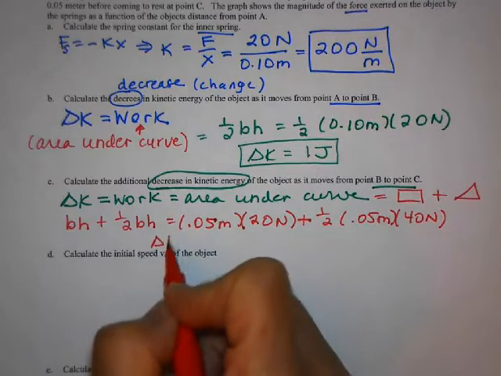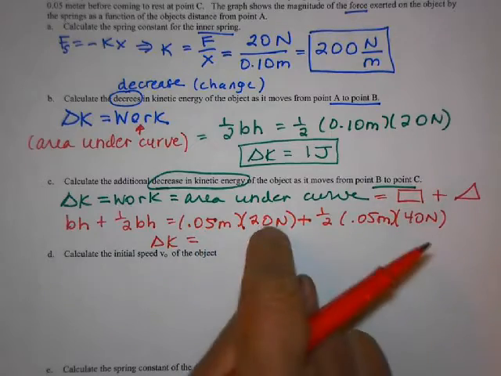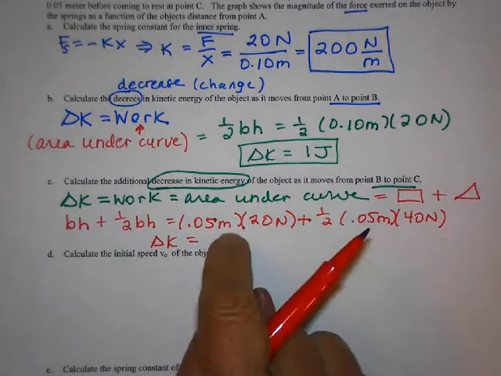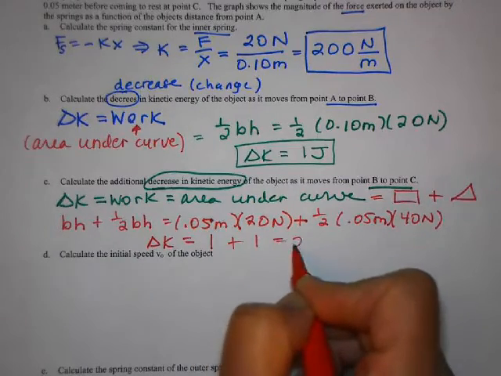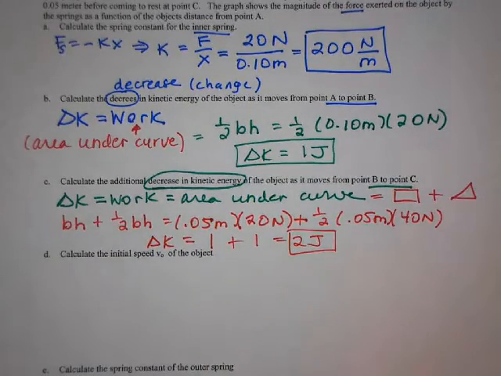So delta K is going to be 20 divided by 2. This is just 1. And then that is 1. And 1 plus 1 is 2. And that's my answer.